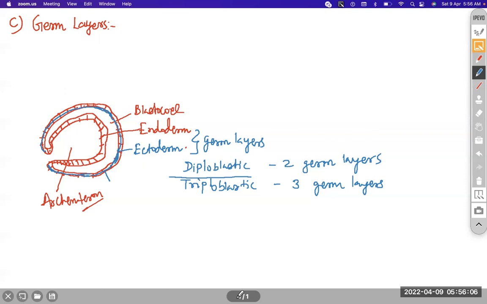For example, आपका ear जो है, internal ear is derived from which layer? Ectoderm. And the middle ear is derived from endoderm. एड्रेनल ग्लैंड में एड्रेनल कॉर्टेक्स, अच्छा अभी हम सबको लिस्ट कर देंगे वन बाय वन. ओके.